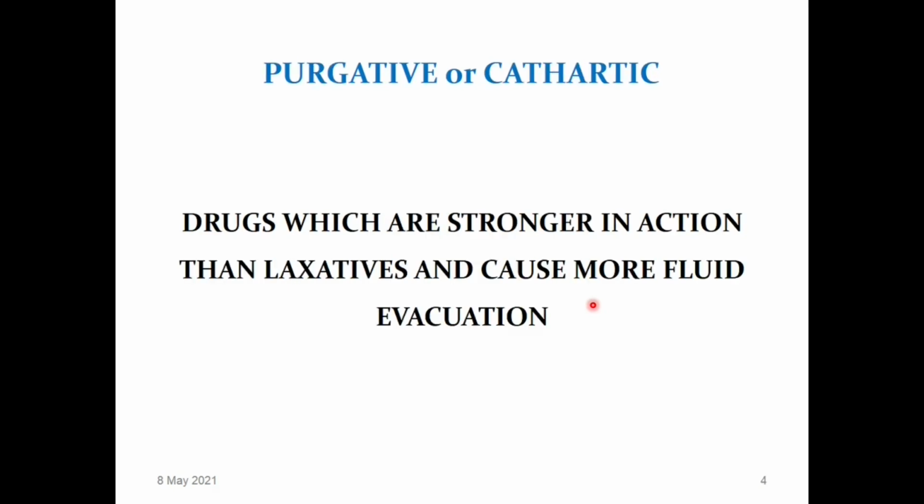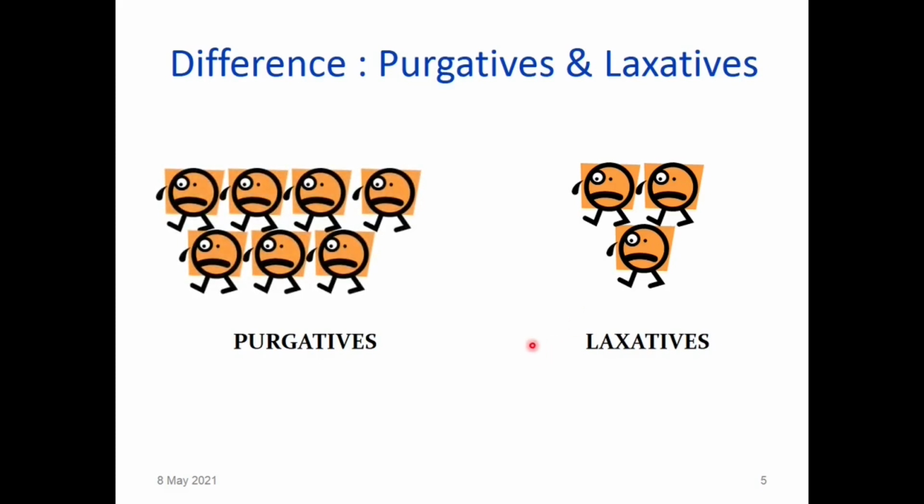Purgatives or cathartics force our GIT to propel the stool particles. They are drugs which are stronger in action than laxatives and cause more fluid evacuation. Obviously, in purgatives the force is more and in laxatives the force is less, but both have their own different functions. They cannot be correlated. Both groups are important, depending on what kind of constipation the patient is having.